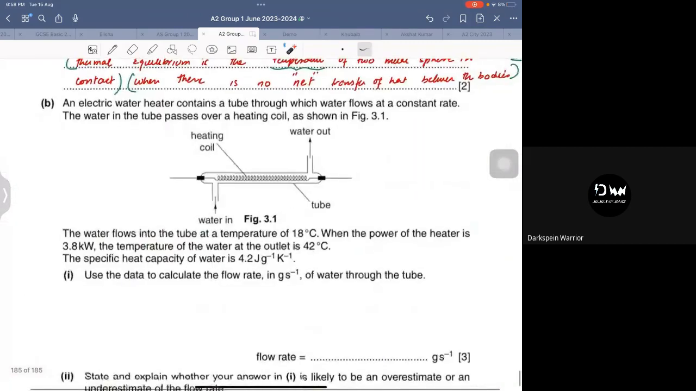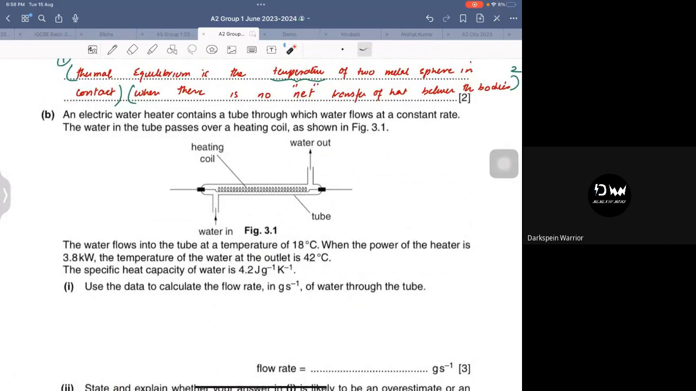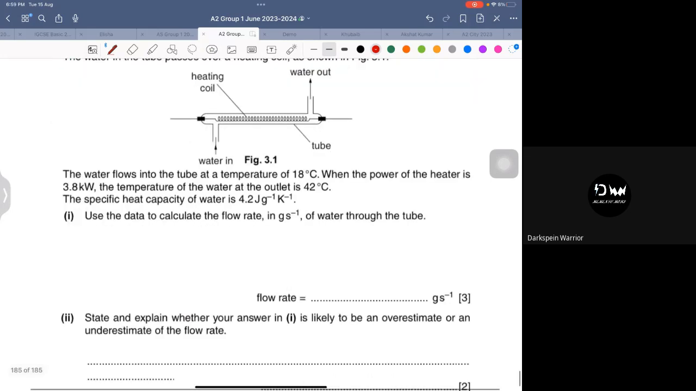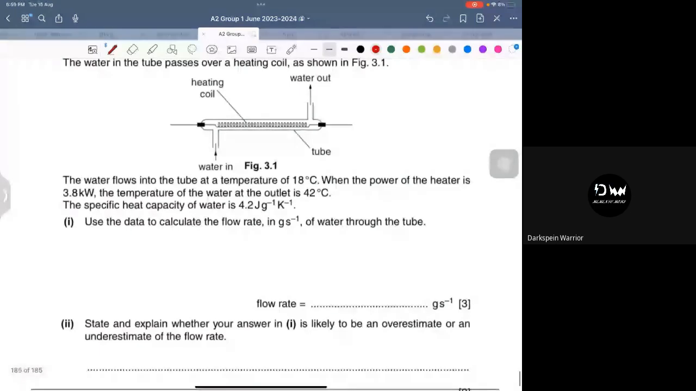So this is what they're asking. Then next, this is a similar diagram to the one we've just done. They just used a coiled heating element, but that's fine. Now it says an electric water heater contains a tube through which water flows at constant rate. The water in the tube passes over a heating coil as shown. The water flows in the tube at a temperature of 18 degrees. So it means at this point there is 18 degrees, and when the power of the heater is 3.8, the water outlet temperature is 42 degrees. So this is the temperature change happening.